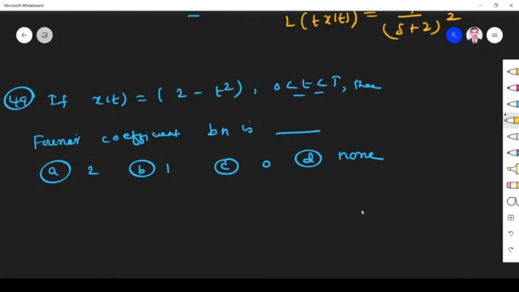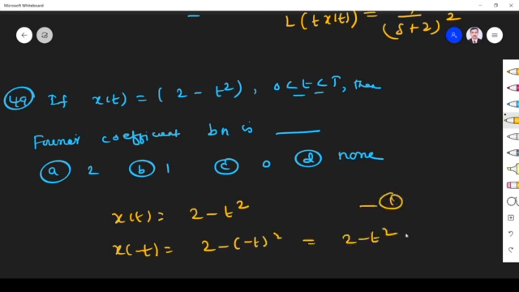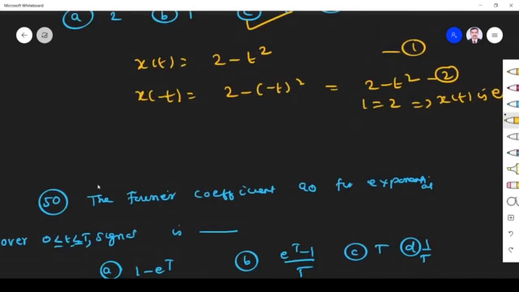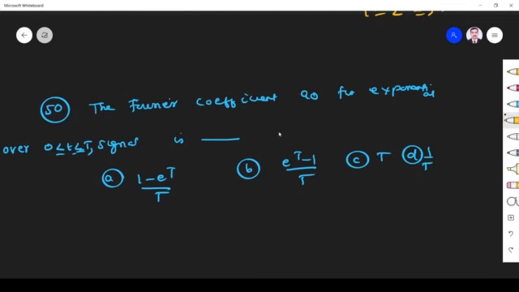Right. If x of t is equal to (2 minus t) squared over 0 to T, then the Fourier coefficient Bn is, okay. So x of t they have given is (2 minus t) squared. What is x of minus t? x of minus t is also (2 minus t) whole square. So x of t is equal to x of minus t. This implies x of t is an even signal. For an even signal, Bn is 0. So the answer is C.